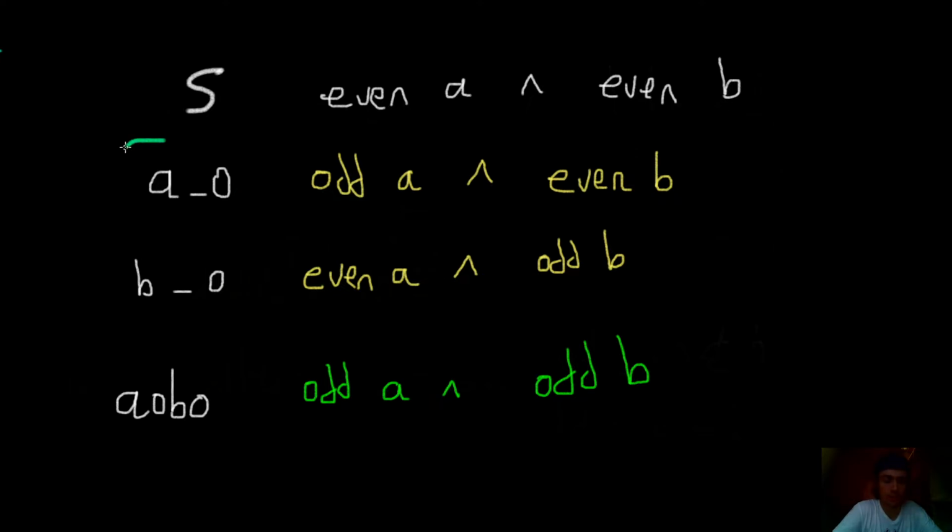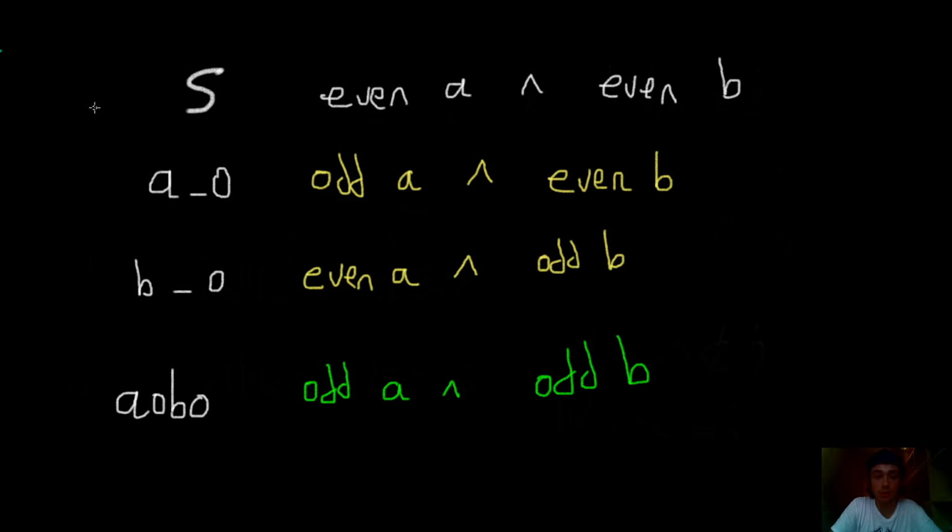Then we are going to have a state called AO that represents that I have an odd number of A's and an even number of B's. The same, we are going to have the state BO that represents that I have an odd number of B's and an even number of A's, up until what I have read from the input until this moment. And finally, this state AO, BO that represents that I have both an odd number of A's and also an odd number of B's. Now, if we think about this, which of these 4 states is going to be the initial one?